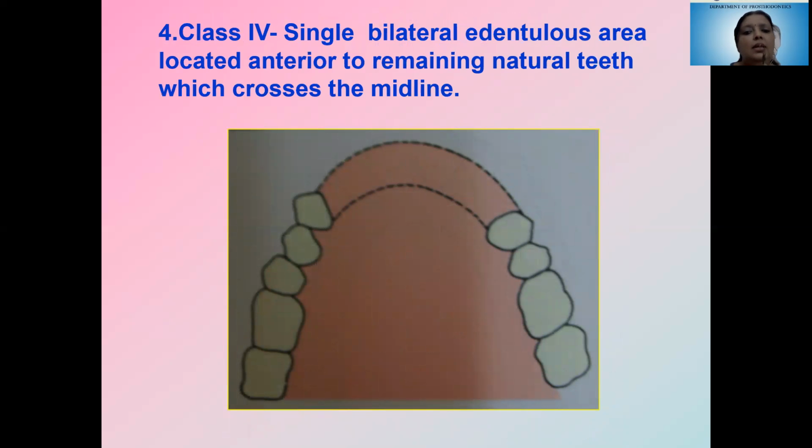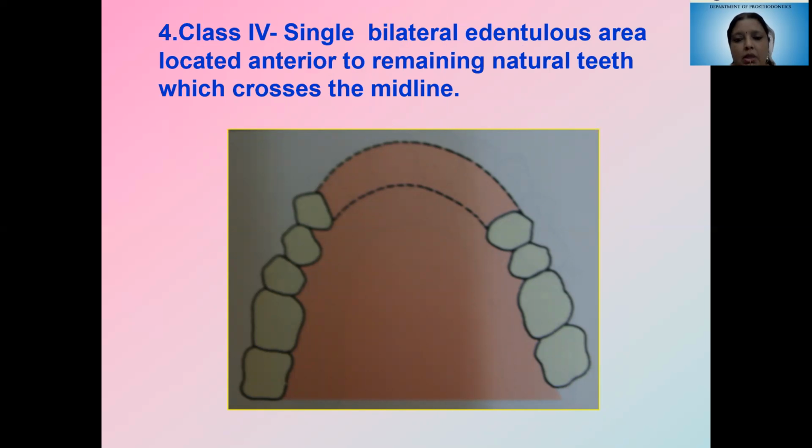Now, the next is Kennedy's class 4 edentulous area. This is a single bilateral edentulous area located anterior to the remaining natural teeth which crosses the midline. Let's take a deeper look at it. It is a single edentulous area. It is bilateral, that is, it crosses the midline. It is there on the right side and the left side of the arch. And it is anterior to all the remaining teeth. There are no more anterior teeth. All the teeth present are posterior.